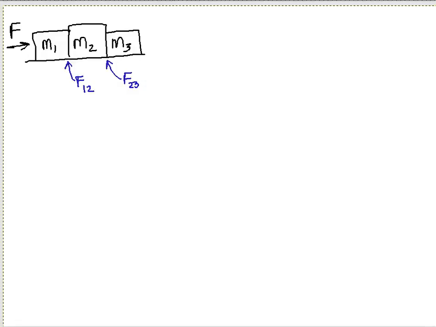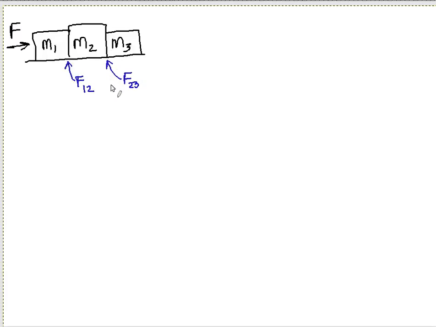The problem has three boxes, which I'm calling M1, M2, and M3, and they're on a level surface and they're being pushed by a force F. Now they're asking you to find the contact forces, the one in between the first two boxes and the one in between the second two boxes.